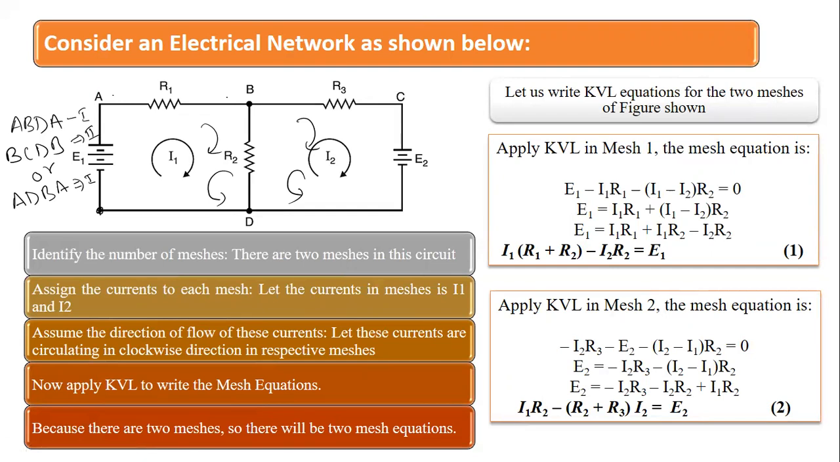And as I mentioned earlier, it is totally for the sake of simplicity, nothing else. It has nothing to do with the standard direction of the current. So we'll take it as B, D, C, B. So this is, let us say, for mesh 2. You can follow any of these two directions, right? This is totally up to you.